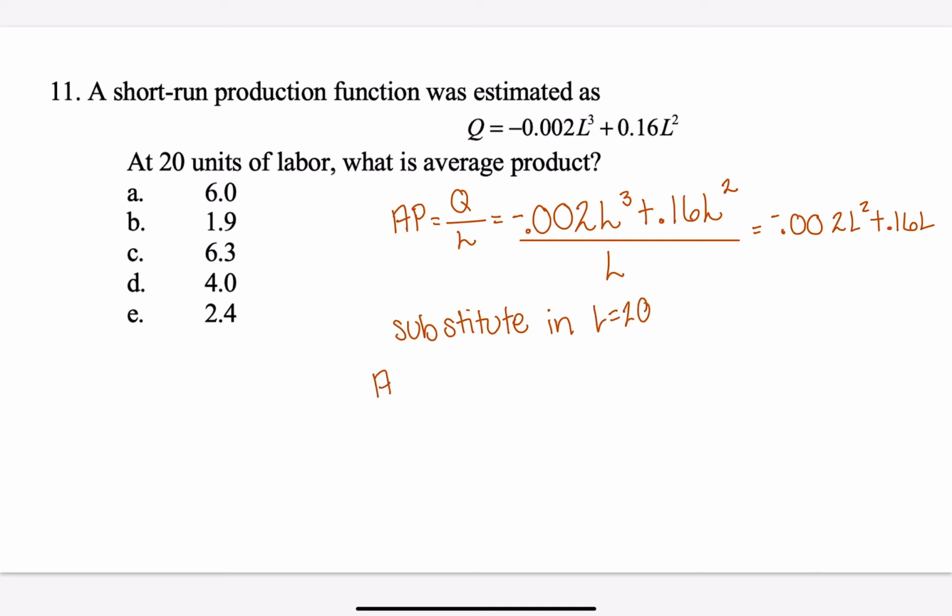So our average product at 20 is going to be negative 0.002 times 20 squared plus 0.16 times 20, which gives us 2.4.